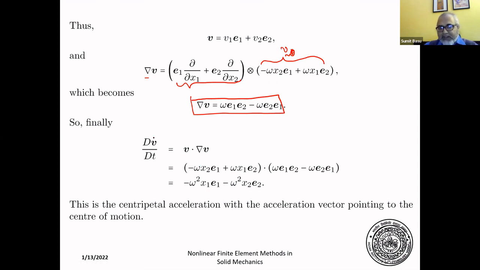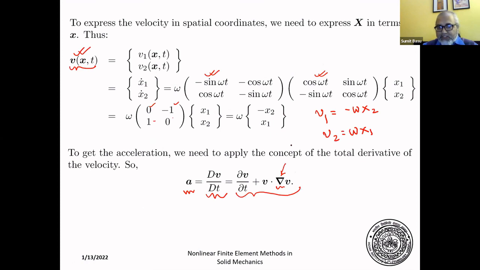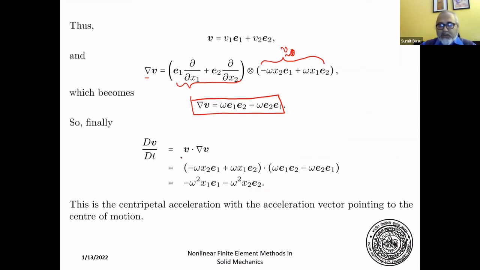So dv dt, the first term: there is no explicit dependence on time in these functions. The first term is 0. So the second term will give you the acceleration. So we do this, and this is the acceleration that you will get. If you look at it carefully, it is the centripetal acceleration, with the acceleration vector pointing towards the center of motion. Why you get this is something that you should ponder.